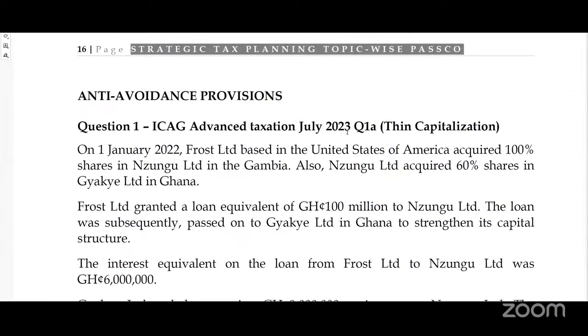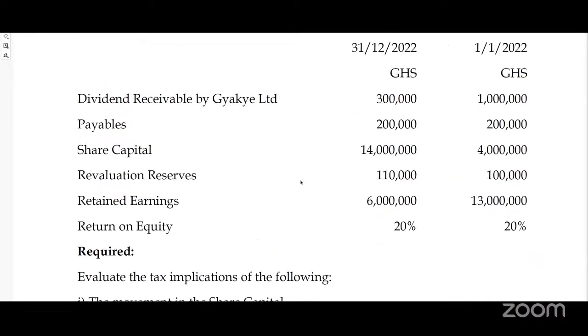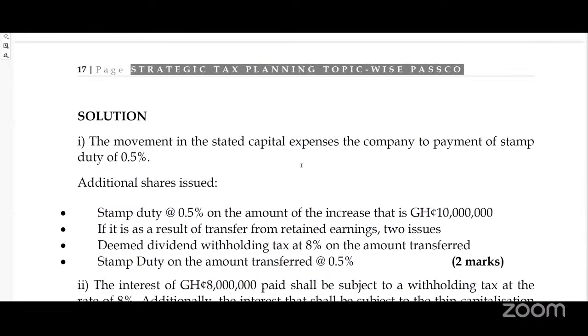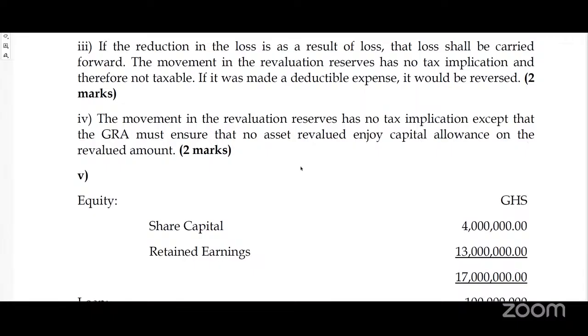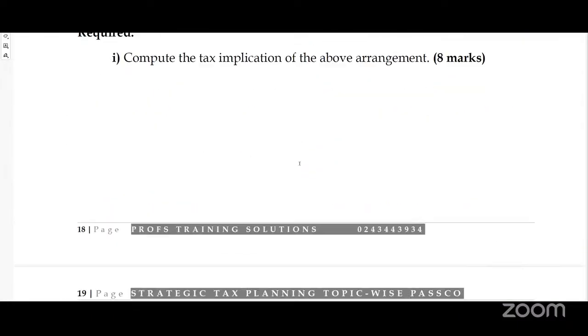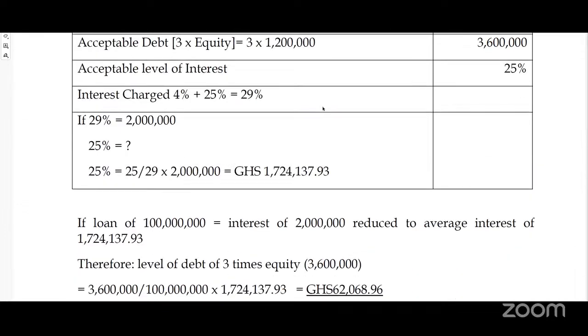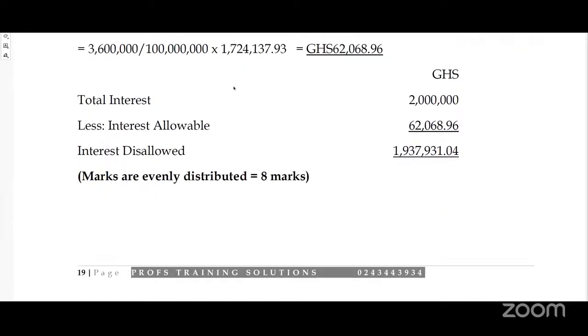Then come to anti-avoidance. July 2023, question 1, thin cap. And then that one. So it's topic by topic. And the questions are many, over 1,000 questions. It's too many. And there's no way you go and sit and examine a question doesn't come from here.